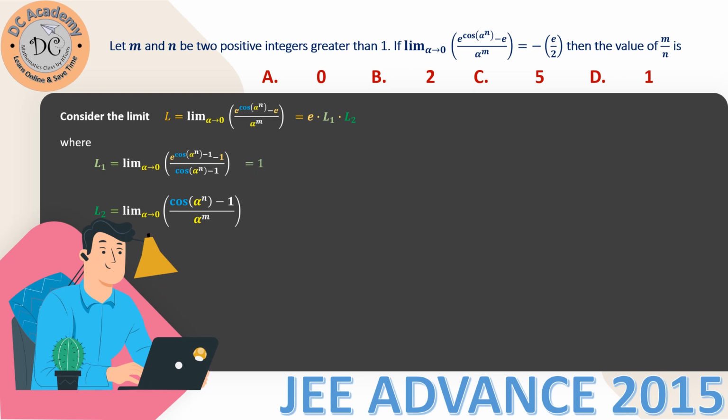Consider the limit L2 as obvious. Now in L2, notice that we have cos alpha. So if I substitute alpha equal to 0, this is 0, this is 0. So we cannot substitute the value. So notice that we know the formula: limit x tends to 0, sin x by x is equal to 1.